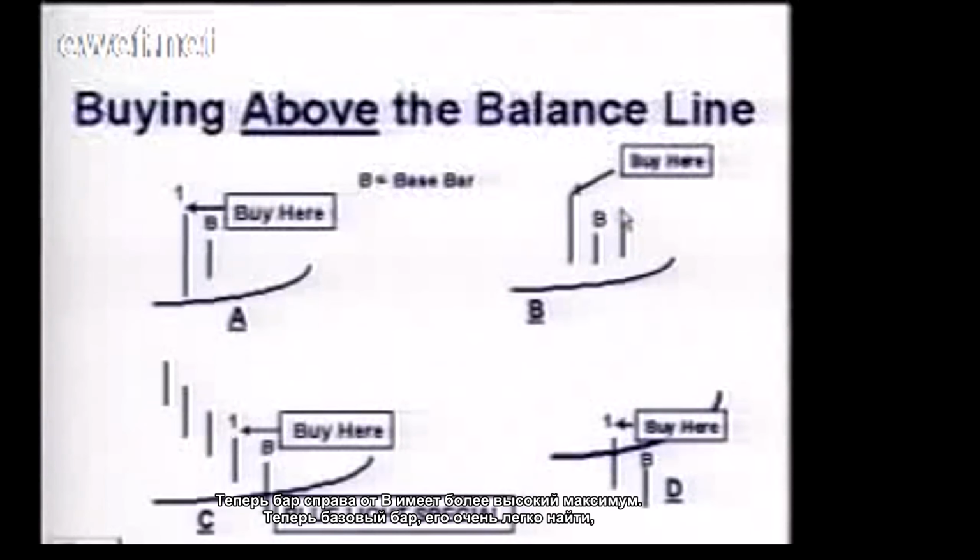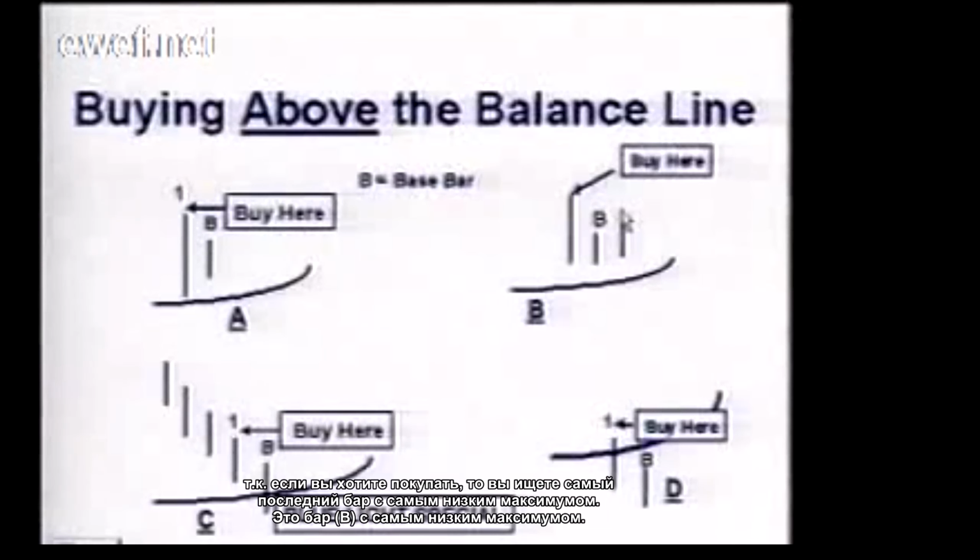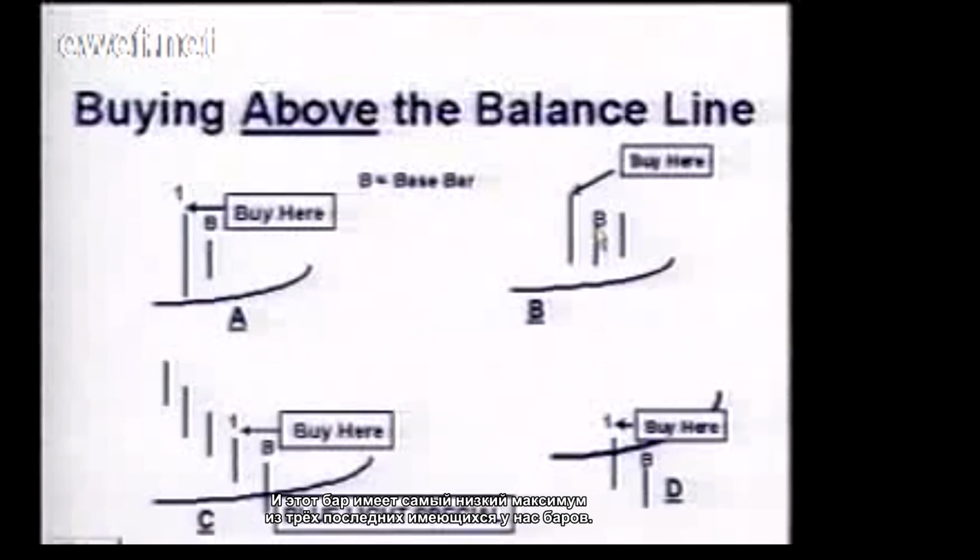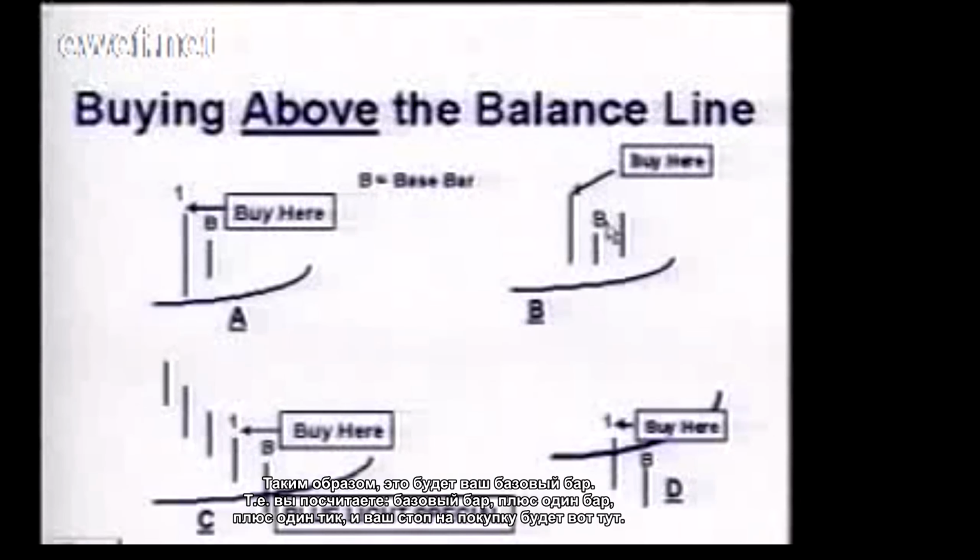Now the base, remember, it's very easy to find the base. If you're looking for a buy, you look for the most recent low bar. Now this is the low high. This is the bar that has the most recent lowest high of the 3 bars here. So this would be your base bar. So you would go base plus 1 tick, and your buy would be right there.